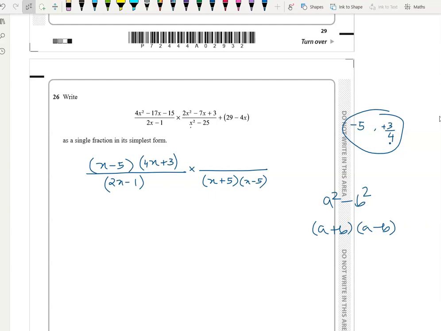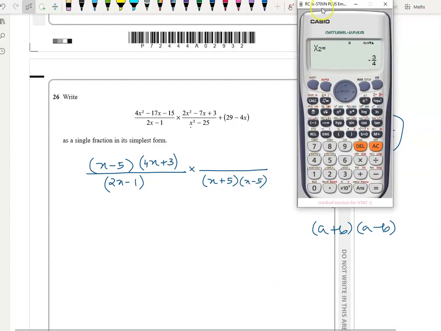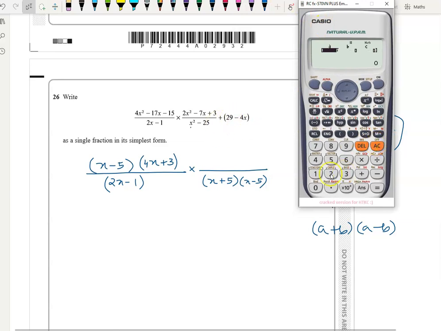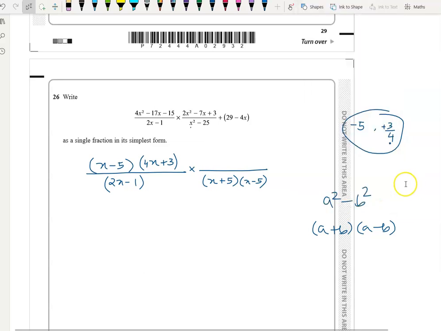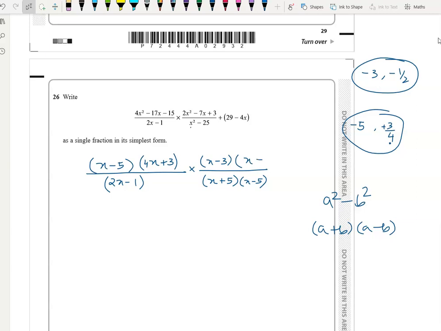For the numerator, again we can use the calculator. It is 2, minus 7 and 3. So you get 3 and half. So the opposite sign will be minus 3 and minus 1 by 2. So the brackets will be x minus 3, x minus 1. The denominator 2, we don't write minus half, that 2 will go with the corresponding x. So you get x minus 3 and 2x minus 1, and your second term you keep the same, you cannot cancel out anything.